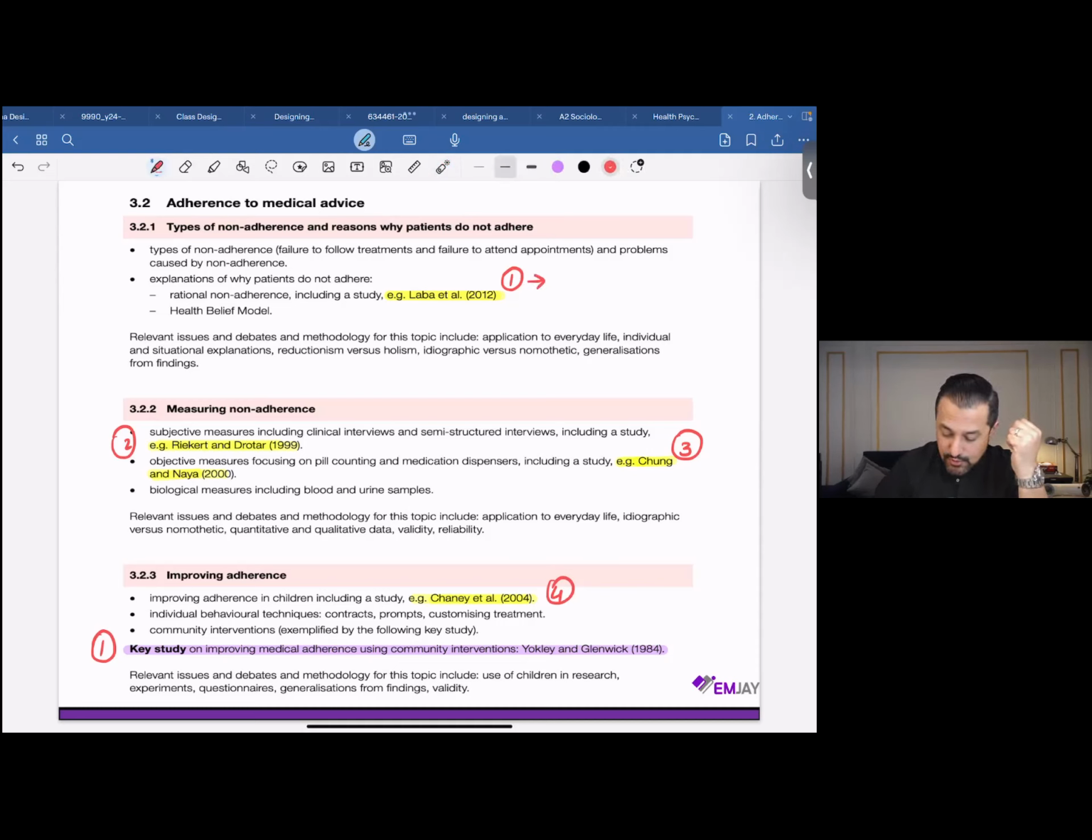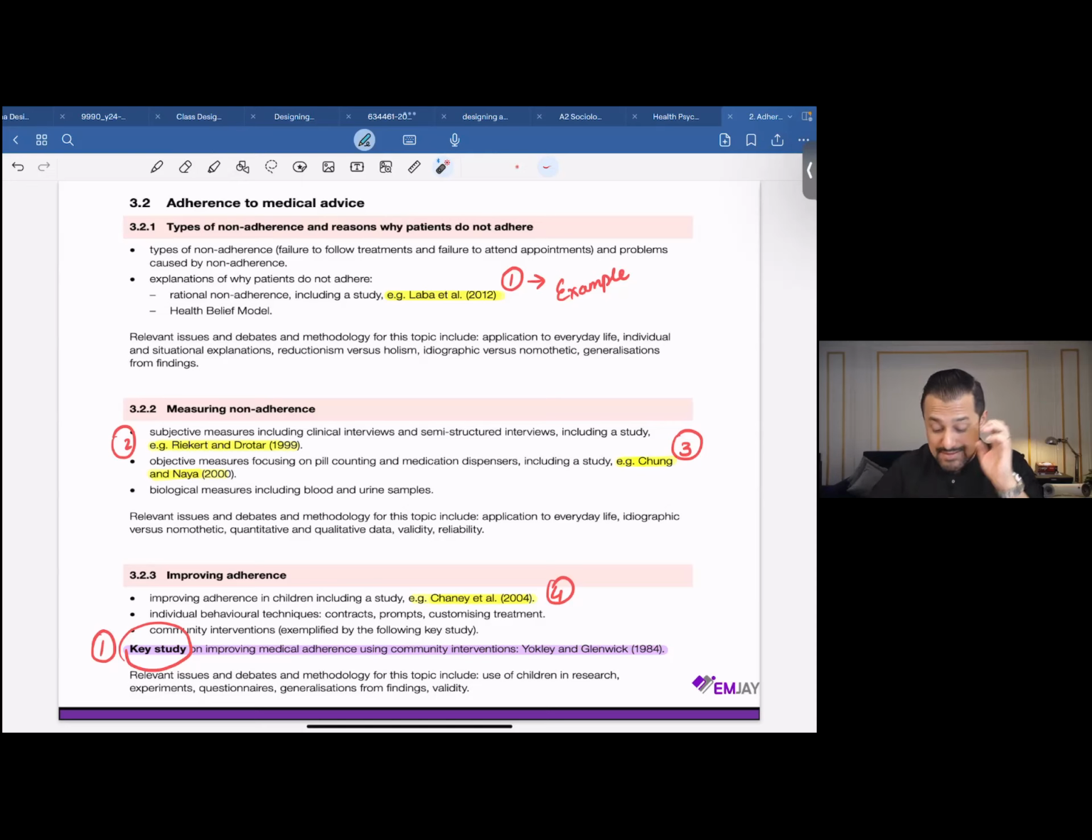What I've highlighted over here in yellow is an example study. What I've highlighted over here in purple is an example of a key study. Both the example studies and the key study are specified in the syllabus. If they've been specified in the syllabus, you might get a direct question on this, right?